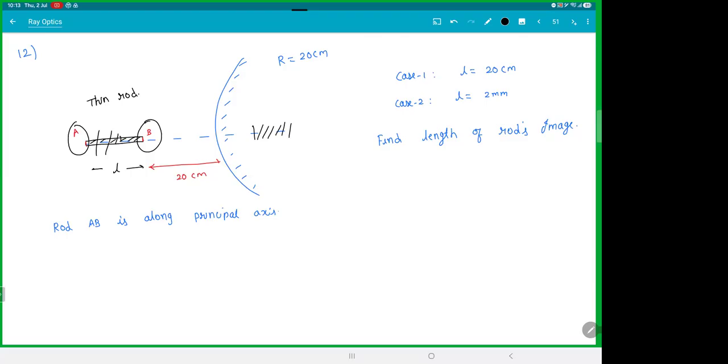Is that logic making sense? So there is no need for me to find each and everything. Find the images of the extreme points, and you can argue that everything else is in the middle. So the distance between the two extreme images is the length of the rod image. So let's do the first case, 20 centimeters, meaning B's distance is 20, A's distance is 40. So find A's image, B's image. Now get it. So that's how you approach that.